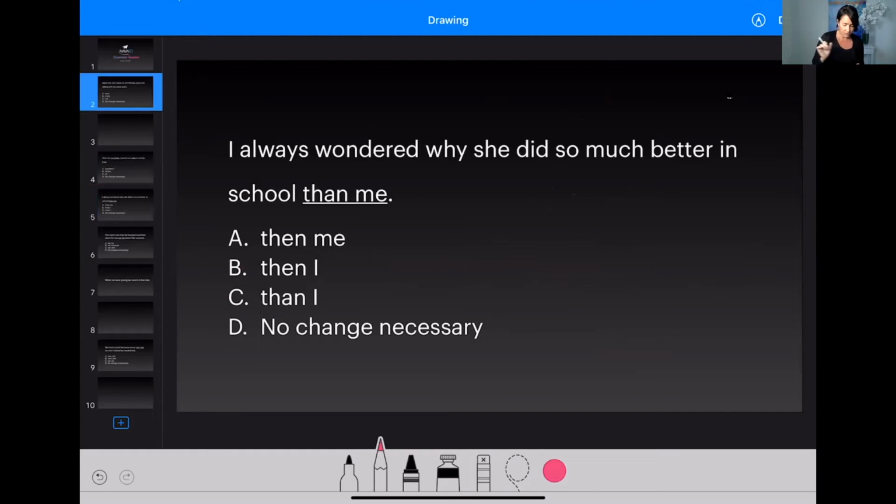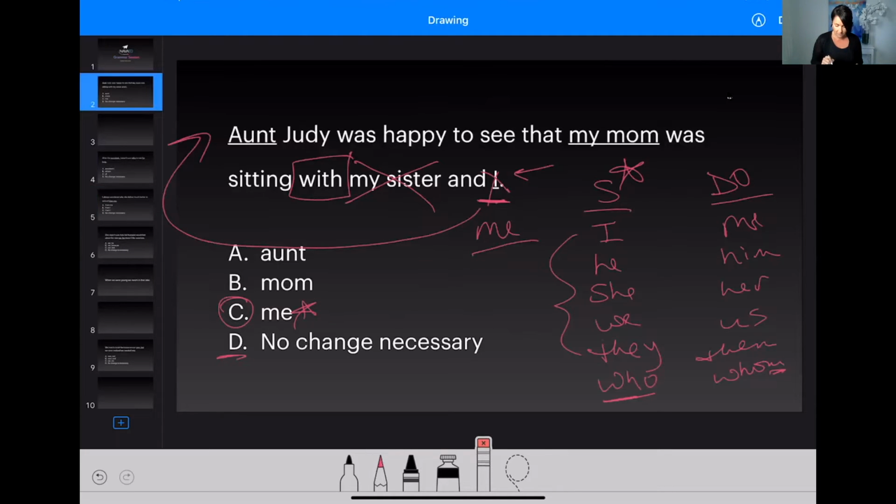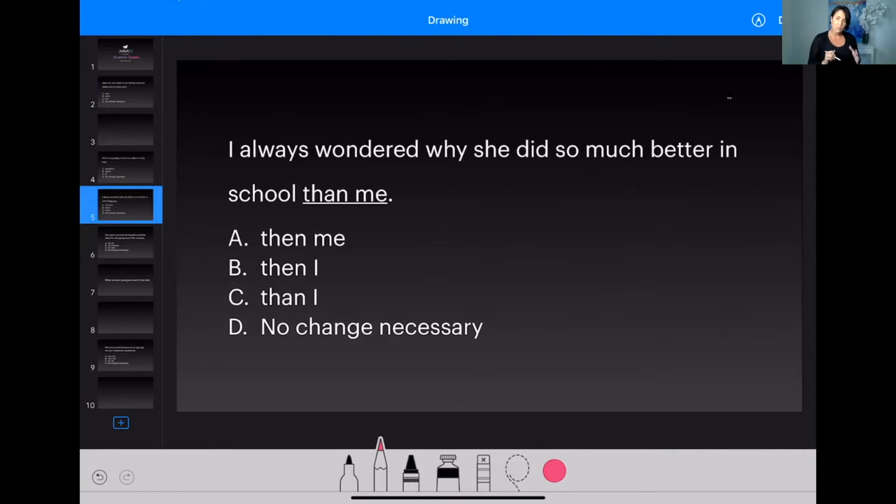Now, I just told you in this section right here that this I is supposed to be me. Aunt Judy was happy to see that my mom was sitting with me. Now, what happens when you have something like this? So take a look at this. I'm going to give you about 15 seconds just to take a look, and then we'll talk about it.